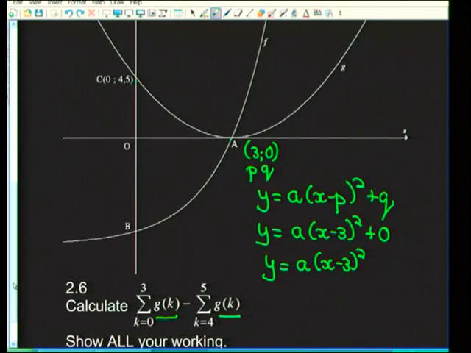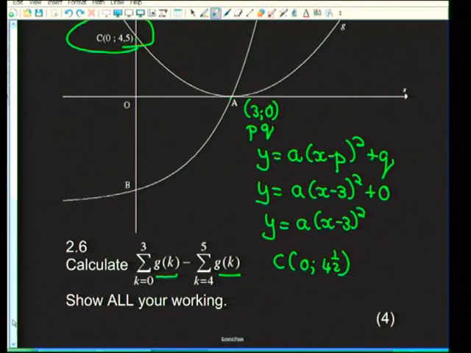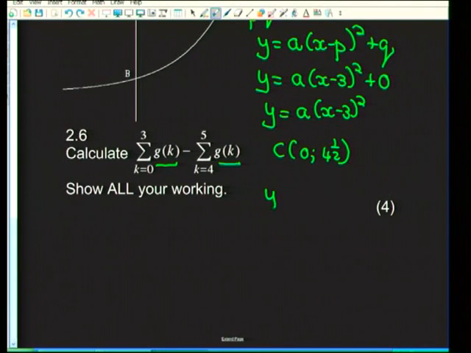We take our other point, which is our C value, and we sub it in. So C is the coordinate (0, 4.5). I like to work with fractions rather than decimals. Doesn't matter, though. Right, so once we do that, I'm not going to do that, I'm going to substitute straight in. That's your x and that's your y.